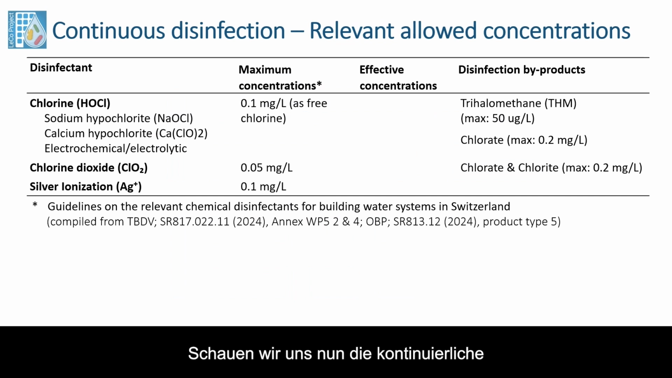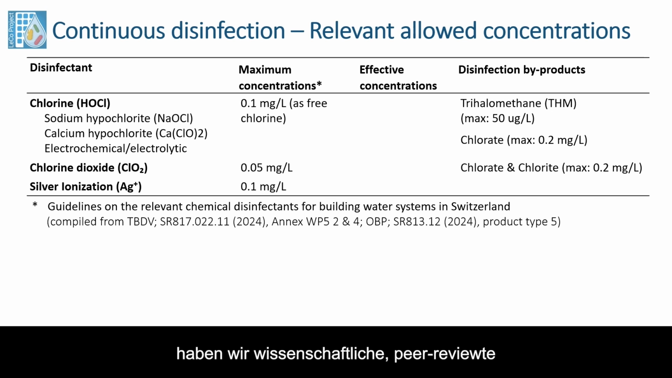So let's look at continuous disinfections and its concentrations in the context of the Swiss regulations and guidelines. Here you see a table with the different disinfectants that are mainly used. However, as a side note, ozone is also allowed in Switzerland. However, it is often not taken into consideration because it is not considered sensible for use in building plumbing systems, as it is very reactive and often does not reach distal parts of the building plumbing system. So let's stick to the concentrations and disinfectants mainly used. These are chlorine, chlorine dioxide, and silver ionization.